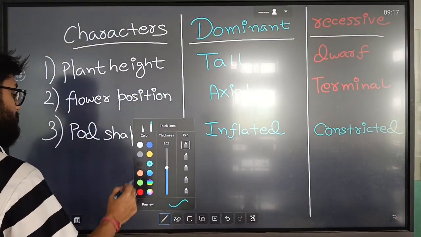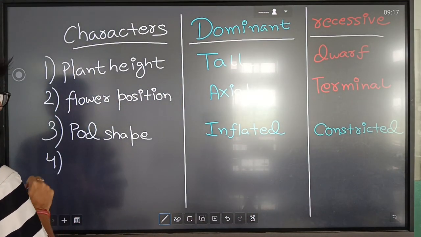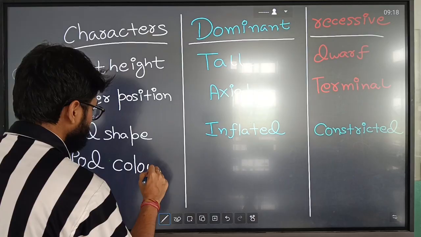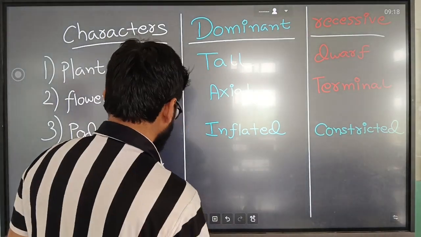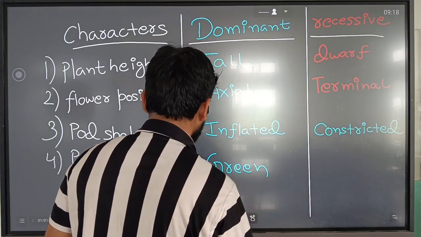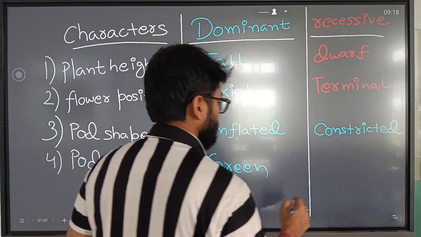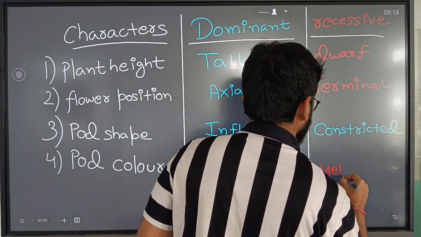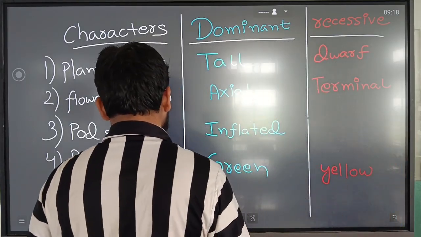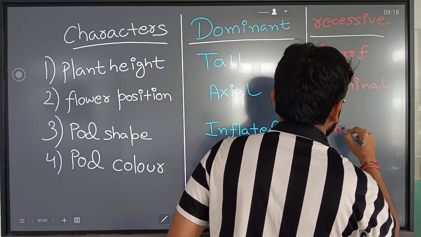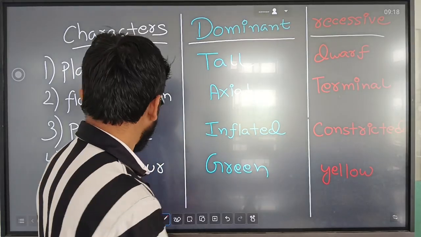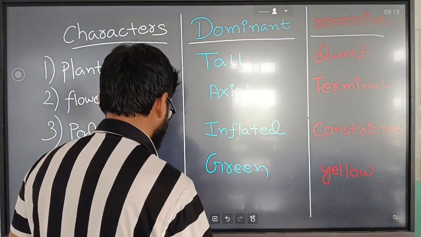Then after we have seen the shape, we can discuss what is the color of that pod also, correct? So in here it will be green and yellow. My bad, I have written it in blue. This is constricted. We have discussed 4, the rest is 3. We will be discussing that also.